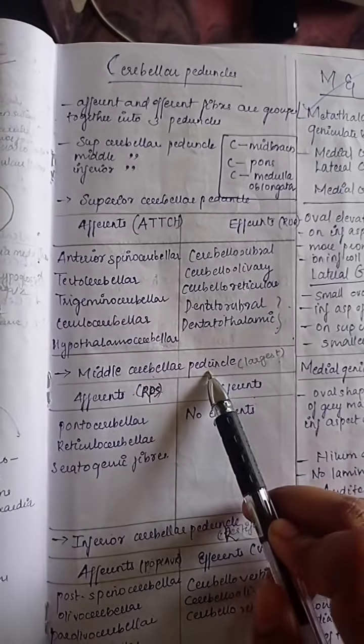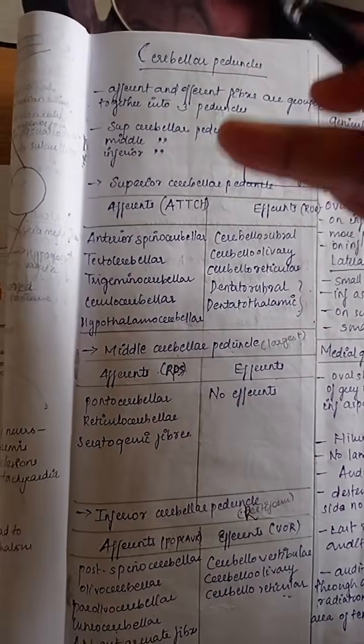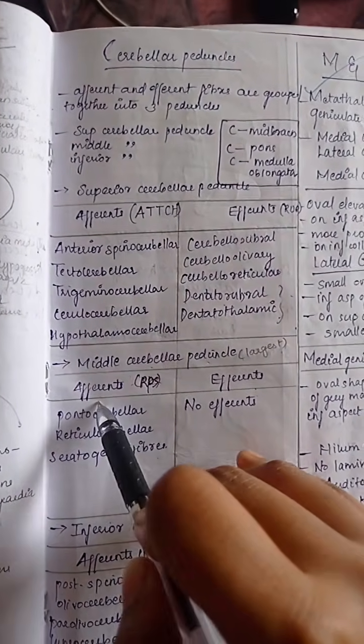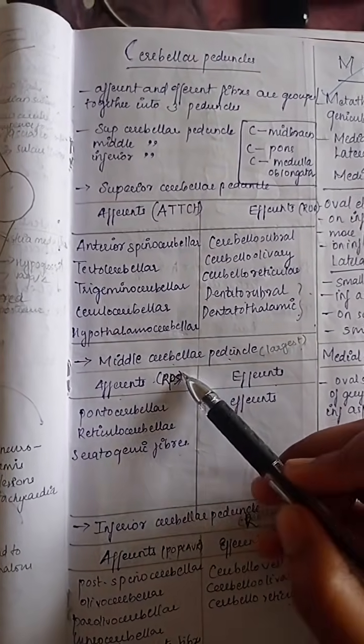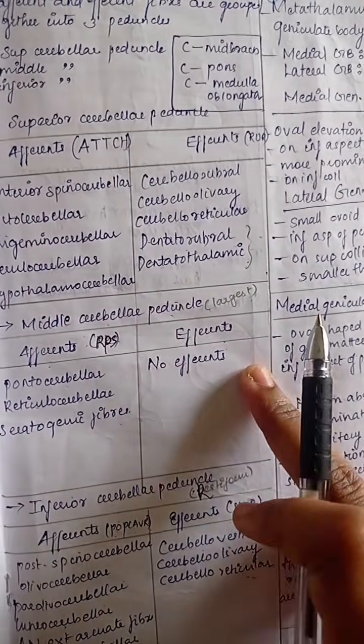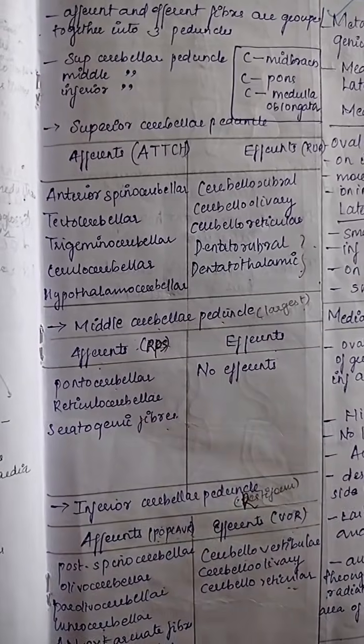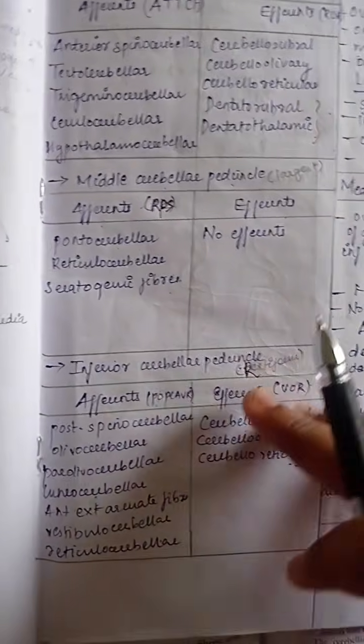Then the middle cerebellar peduncle is one of the largest of the three, and the code for the afferent will be RPS: R for reticular, P for pontocerebellar, and S for ceratogenic fibers. And the middle cerebellar peduncle will not have any efferent connections.